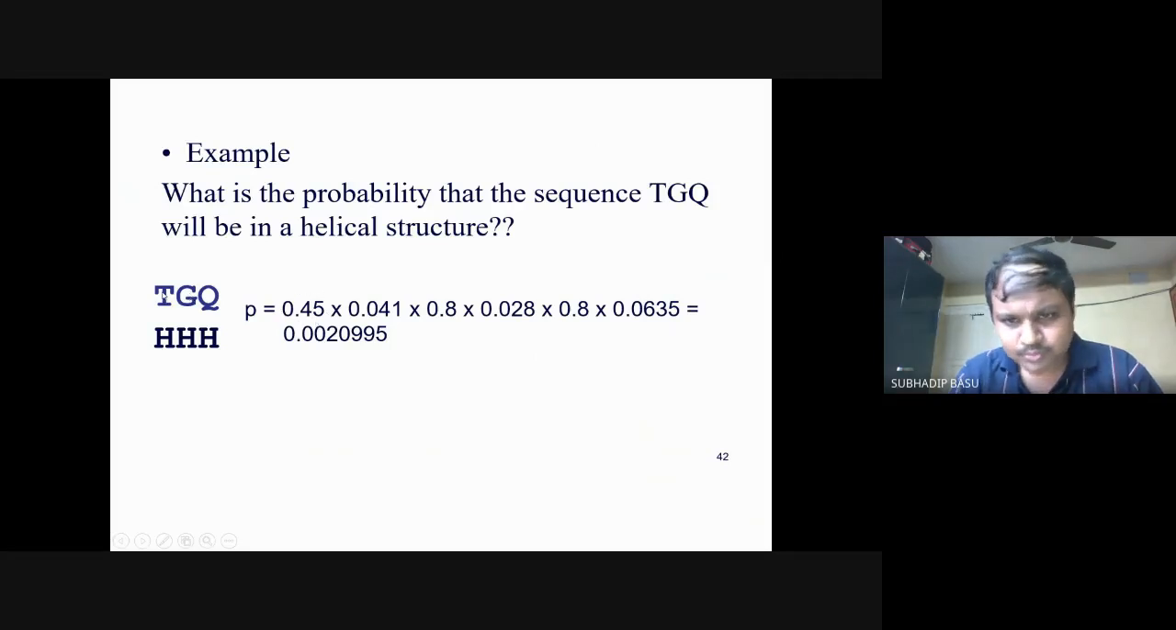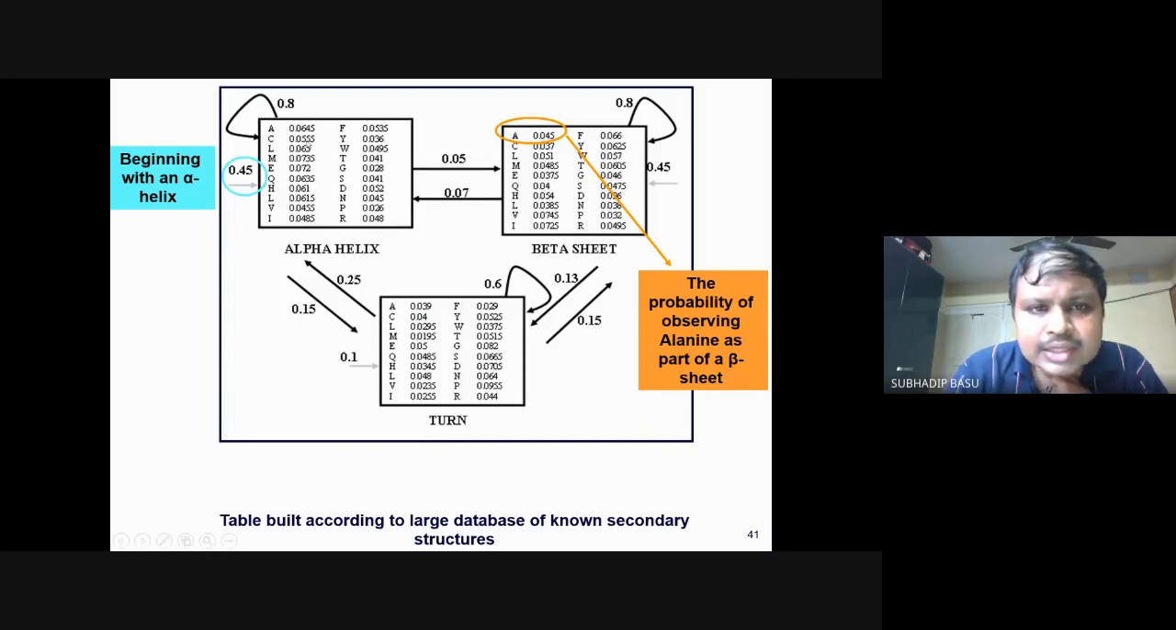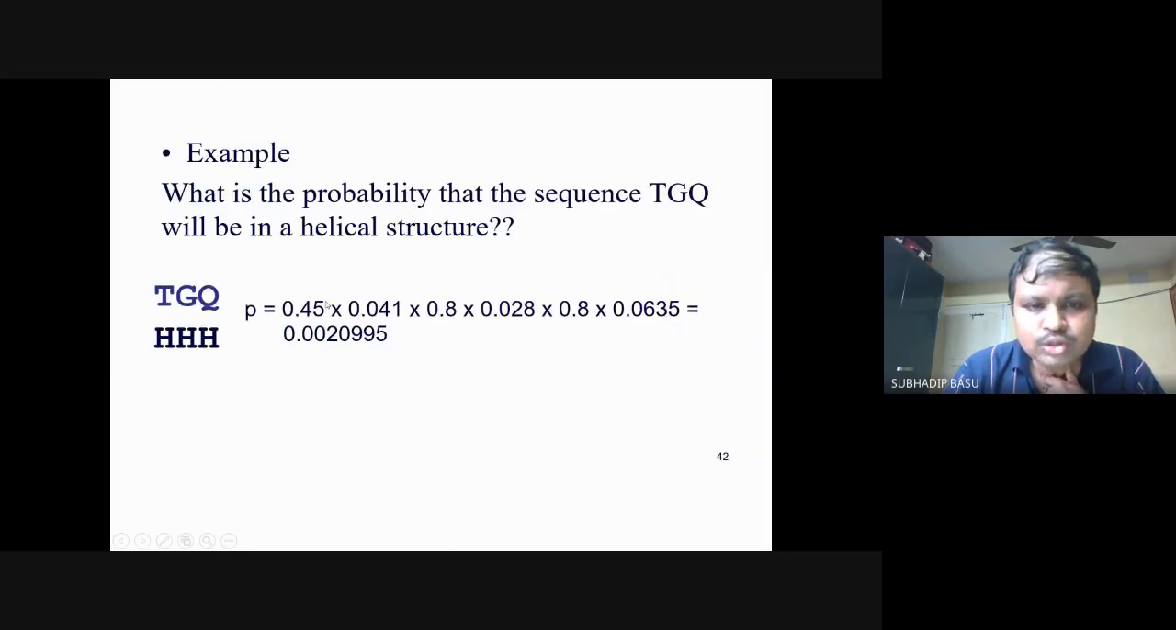Then what is the observation probability of T to be helix? Let's see again. In T, see, it is 0.041. The observation probability of T to be helix is 0.041. So we multiply the observation probability with the initial state probability for T, and it is 0.45 into 0.041. So this is about T.